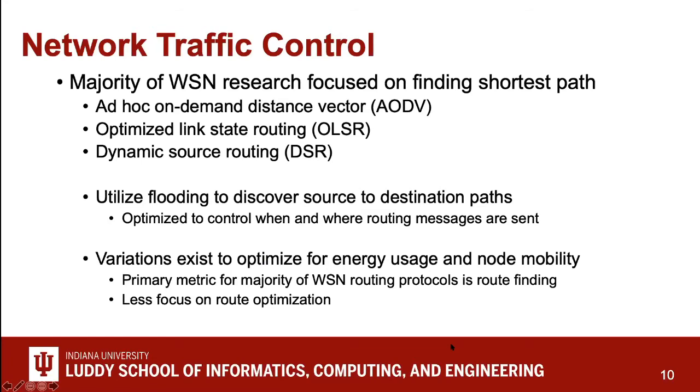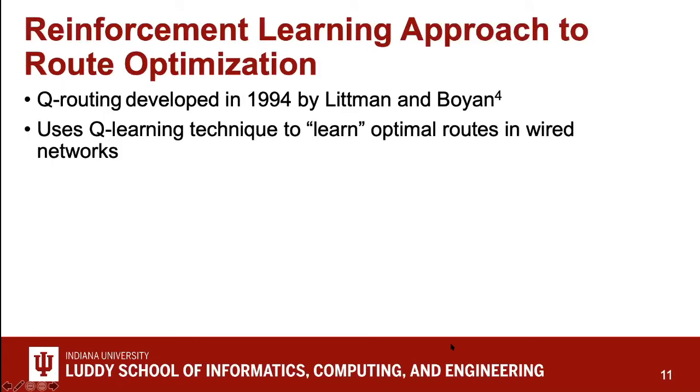But ultimately, these algorithms are really trying to find available paths, and then maybe optimizing for some user-defined metric. But really their focus is not necessarily on route optimization, it's really on path finding. So they leave the route optimization, what path to take once you know those paths, up to the individual implementation. So then that leads us into a reinforcement learning approach that was actually developed in the mid-90s by Littman and Boyan, called Q routing.